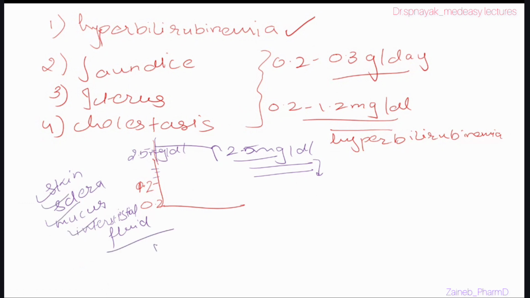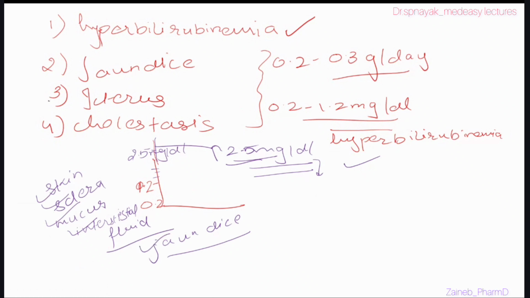So this condition is known as jaundice. Not every hyperbilirubinemia is a jaundice. It should be present in a significant amount and produce yellow discoloration. If it is present in a mild amount, it won't produce the yellow discoloration of skin and mucous membrane. But if it rises beyond 2.5, it will produce the discoloration of the body tissues and it will produce jaundice.